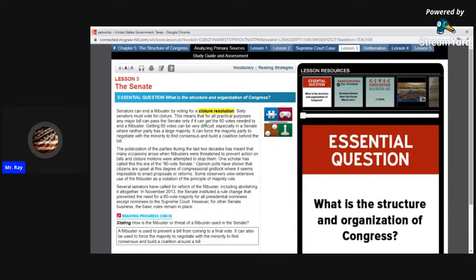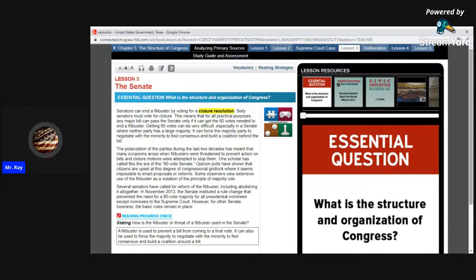This means that for all practical purposes, any major bill can pass the Senate only if it can get 60 votes needed to end the filibuster. Getting these 60 votes is very difficult, especially in a Senate where neither party has a large majority. So it can force the majority party to negotiate with the minority to find a consensus and build a coalition behind the bill.